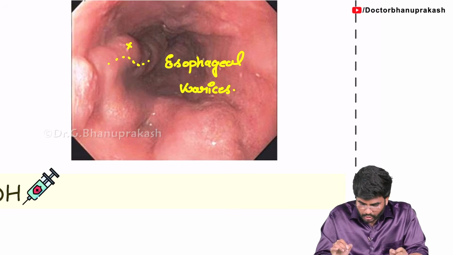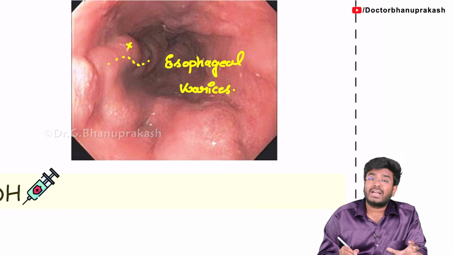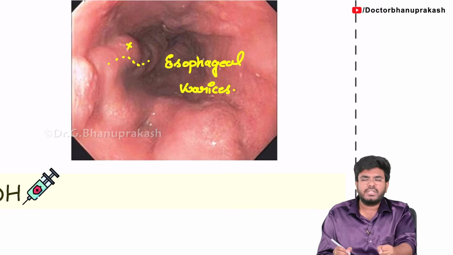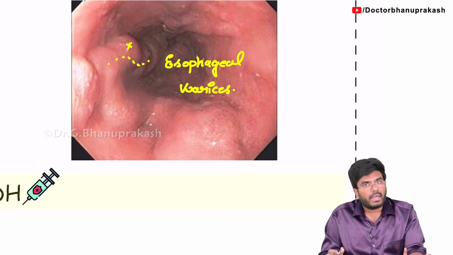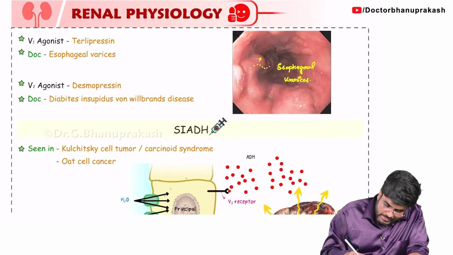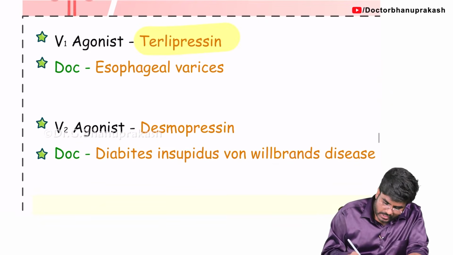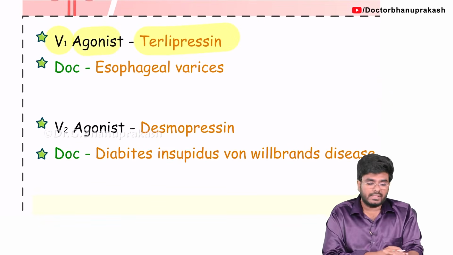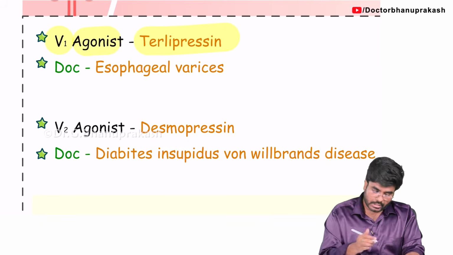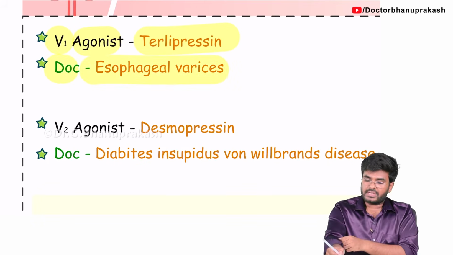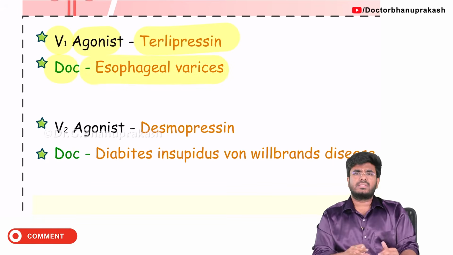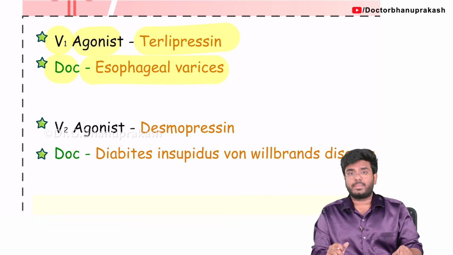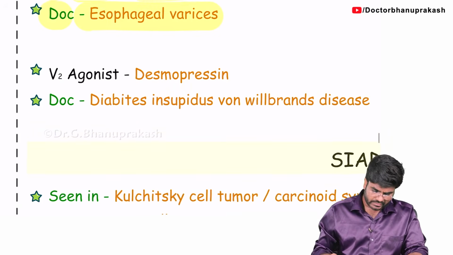So now tell me, as a doctor, what do we have to do? We have to constrict these blood vessels. If you want to constrict these blood vessels, which receptor do you have to stimulate? The V1 receptor. There is a drug called terlipressin, which will stimulate V1 receptors on the veins, causing vasoconstriction. That's why it's the drug of choice for esophageal varices. Octreotide can be used, but that's not the drug of choice. The drug of choice is terlipressin, the V1 receptor stimulant.